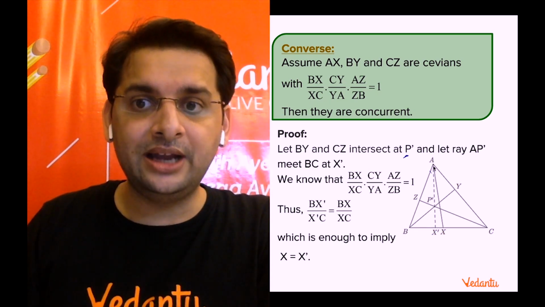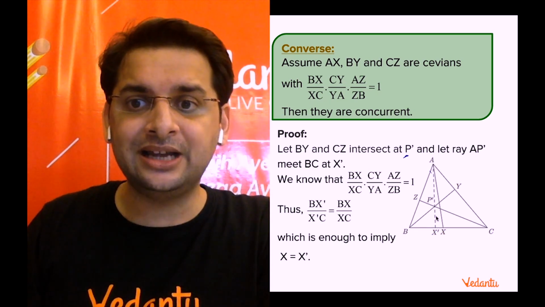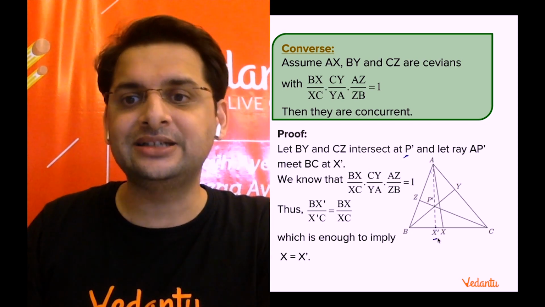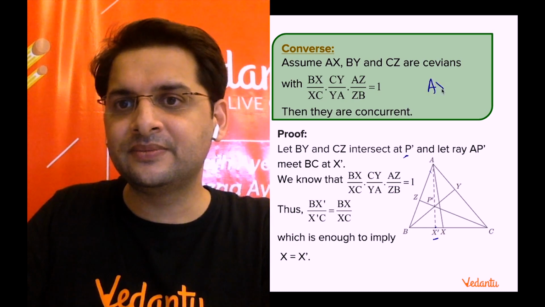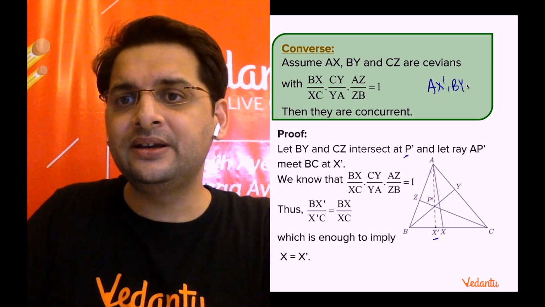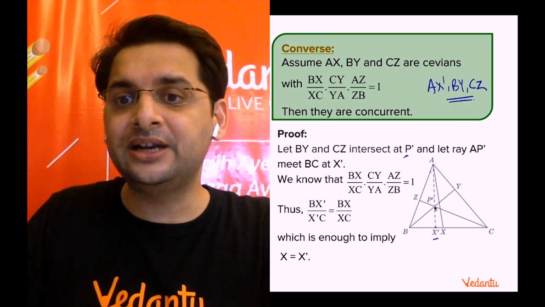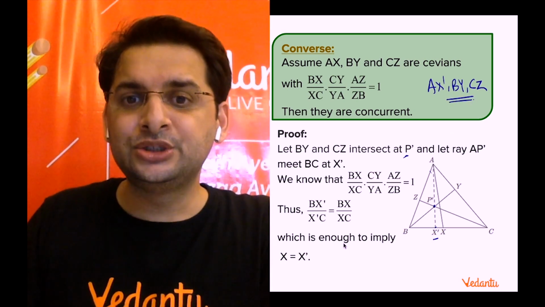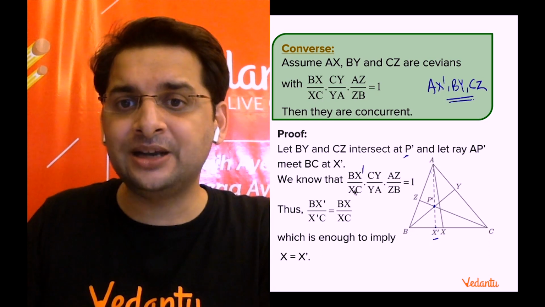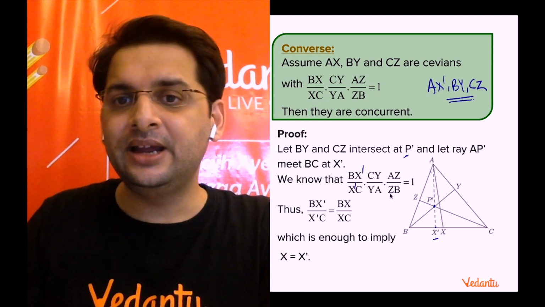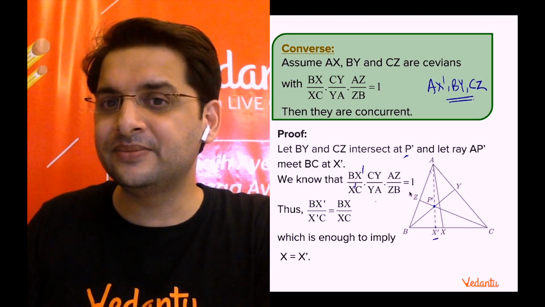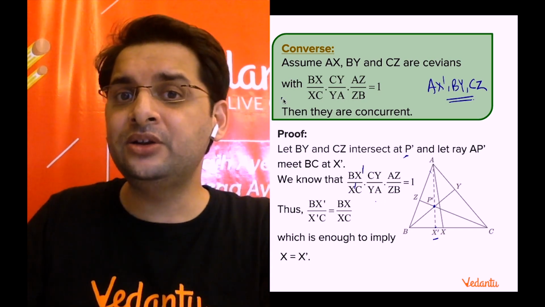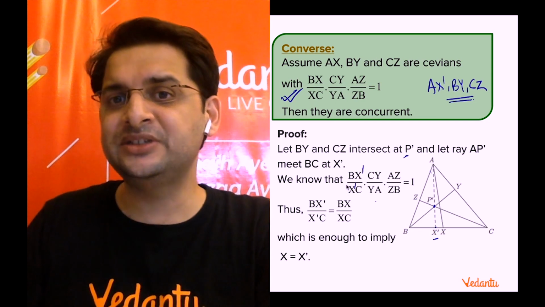Now let us draw a line joining A P dash and make it intersect BC at X dash. Now can I say AX dash and BY and CZ are 3 cevians which are concurrent at a common point P dash. So we have BX dash upon X dash C into CY upon AY into AZ upon ZB is equal to 1. And also we know this is given to us.